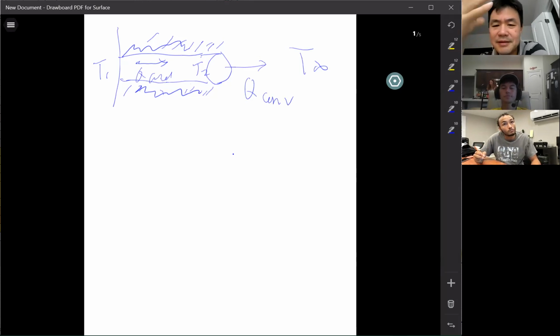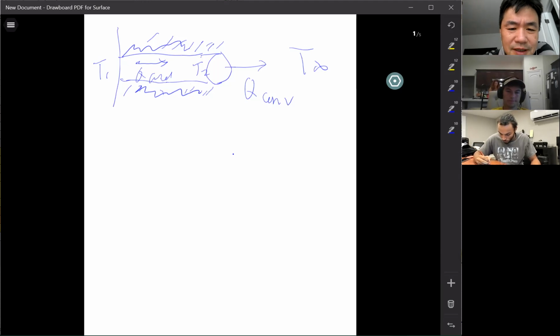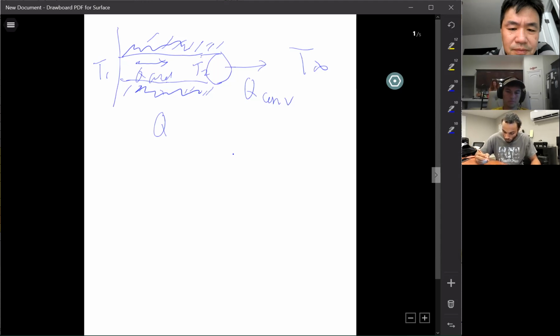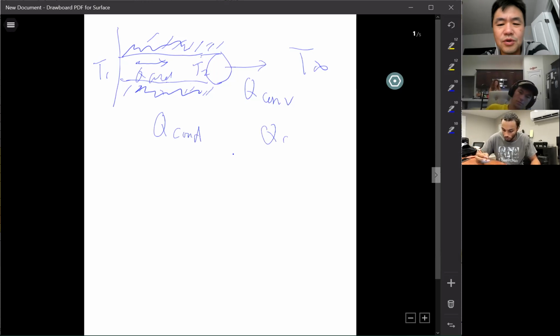Does that make sense for this problem? Okay, this is a very typical, very common heat transfer problem. Since you're exposed to the air, you have convection. But my question is this: what is the relationship between the conduction in this problem and the convection in this problem? Which one's bigger?